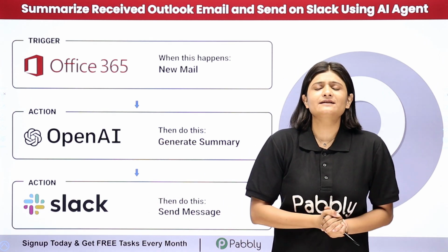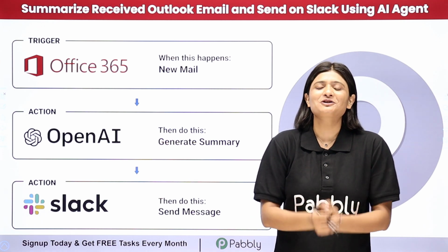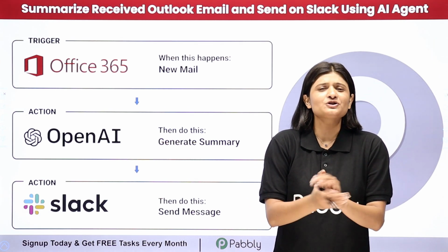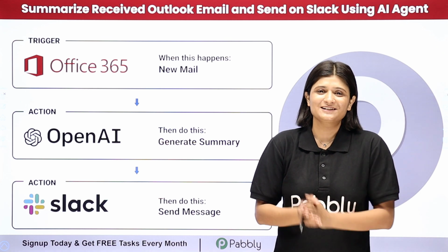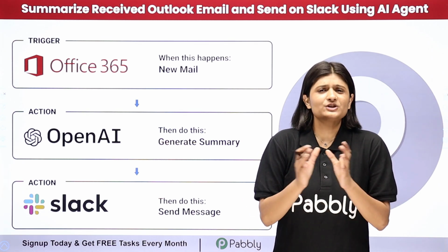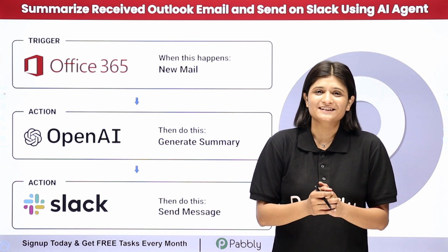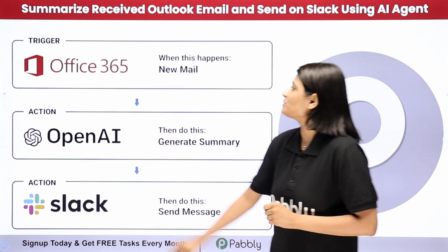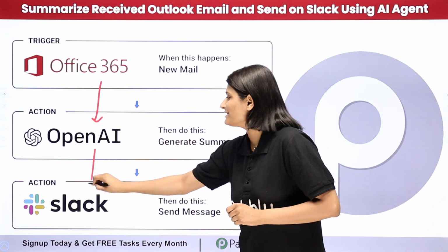Now doing this manually is a very time consuming task, so I am going to completely automate this process, and to do this automation I am going to use Pabbly Connect. Pabbly Connect is an amazing automation and integration software which requires no coding or programming skills. Here I just need to build a connection between Office 365, OpenAI and Slack.